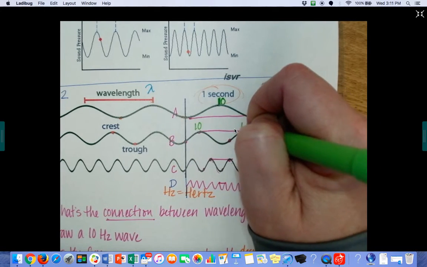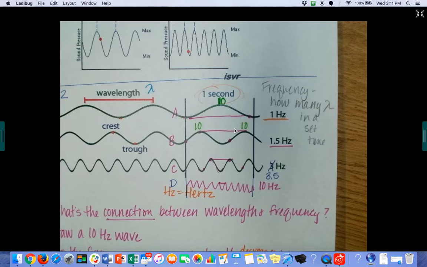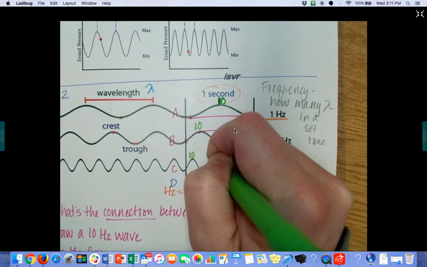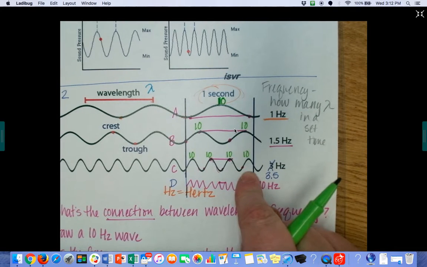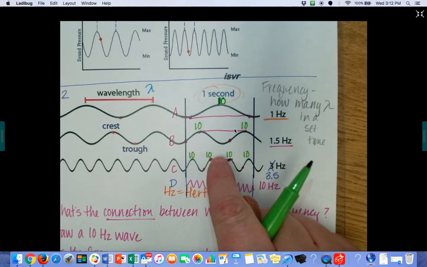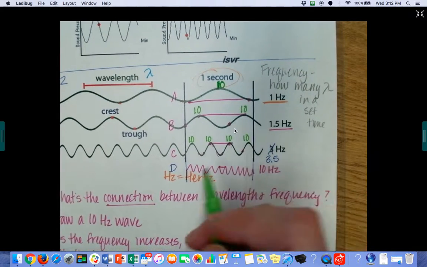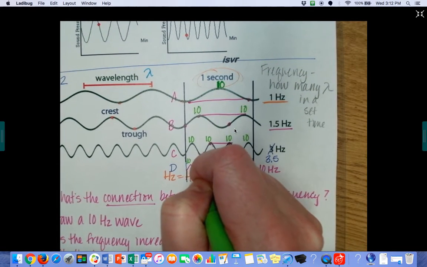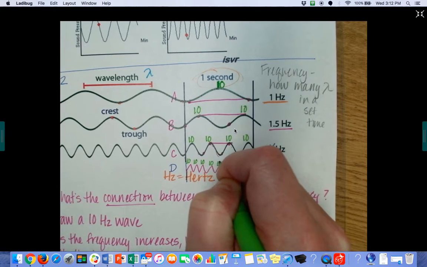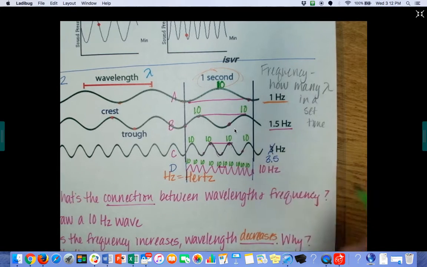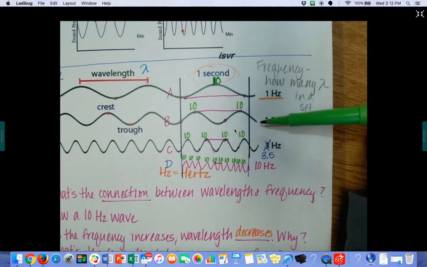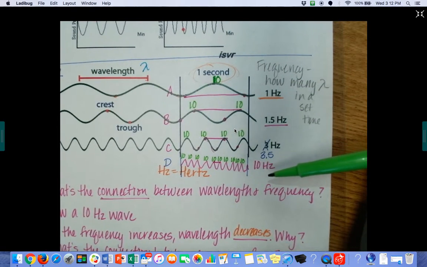So this part right here, I'm going to have 2 peaks, so I have double the energy. Let's say here, I've got 4 peaks going on here. And if each peak has an energy value of 10, here, I've got all these peaks here. So as the frequency increases, the energy increases.